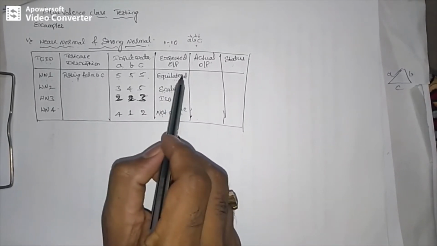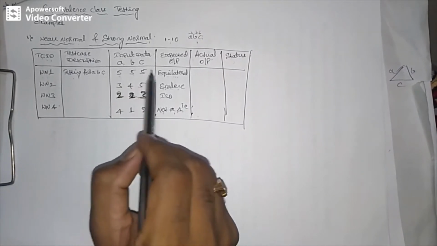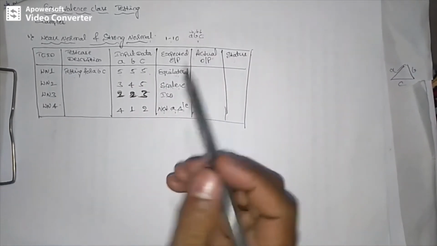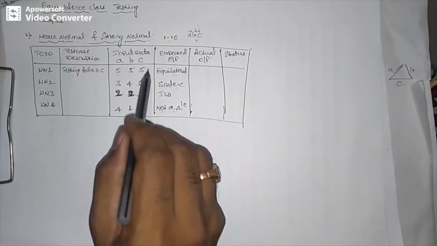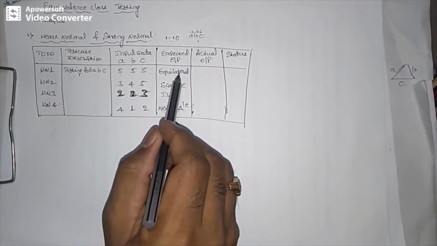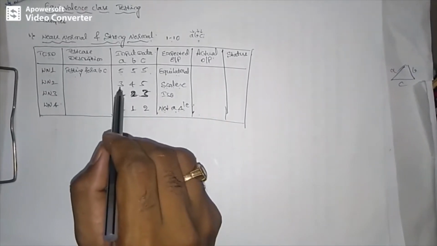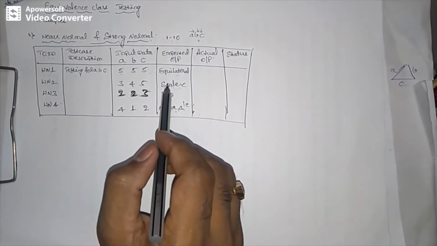To generate an equilateral triangle, I can give 1,1,1 or 2,2,2 or 5,5,5 or 10,10,10 or 6,6,6. So these are all the combinations of inputs for which I can generate equilateral as my output result. To generate scalene, you can also give a different set of input parameter list.